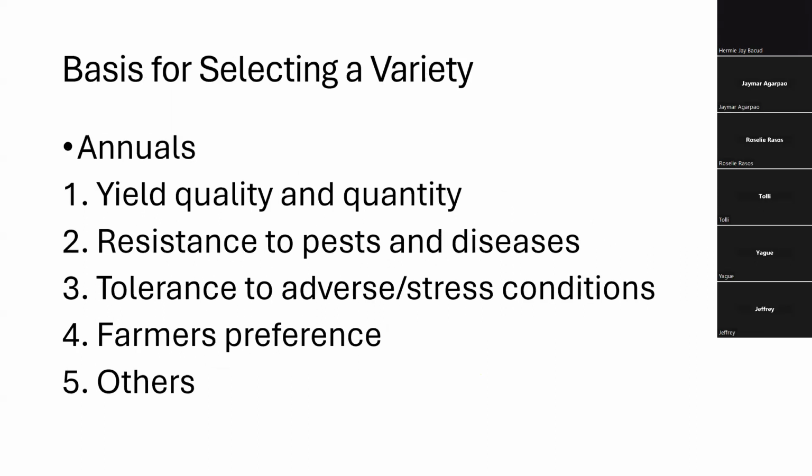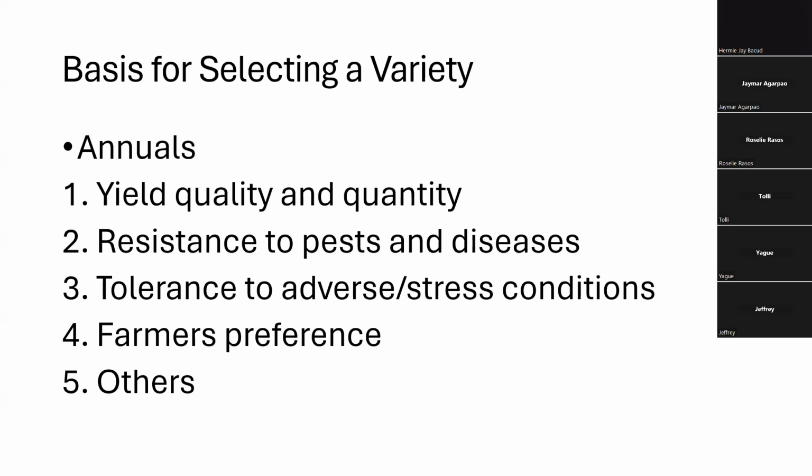Next, proceed naman tayo sa basis for selecting a variety. We have here for annuals: first, yield, quality and quantity. Second, resistance to pests and diseases. Third, tolerance to adverse or stress conditions. Fourth, farmer's preference. Then fifth, others. Ano yung mga others? So others, pwede natin i-consider yung price ng variety or yung affordability nito.